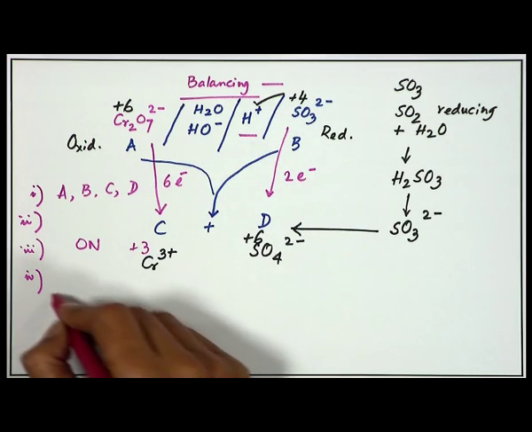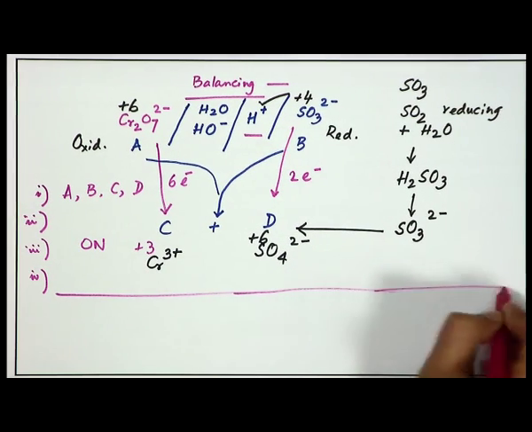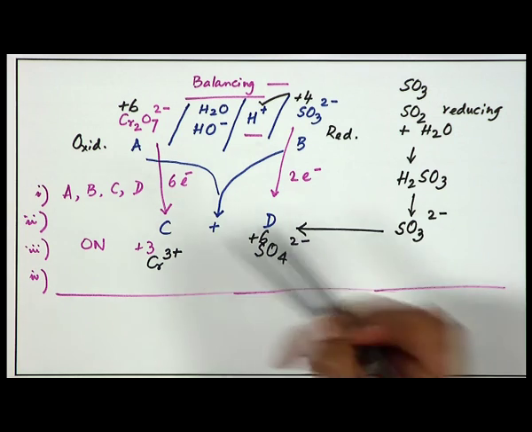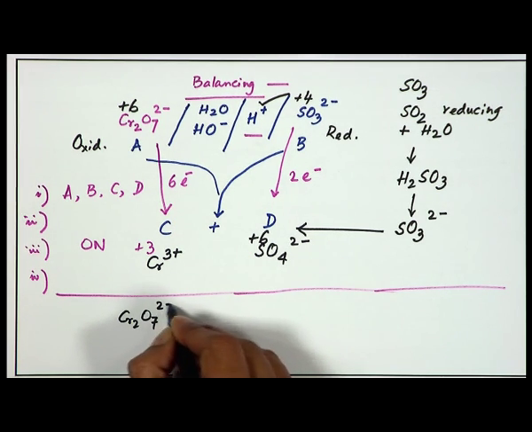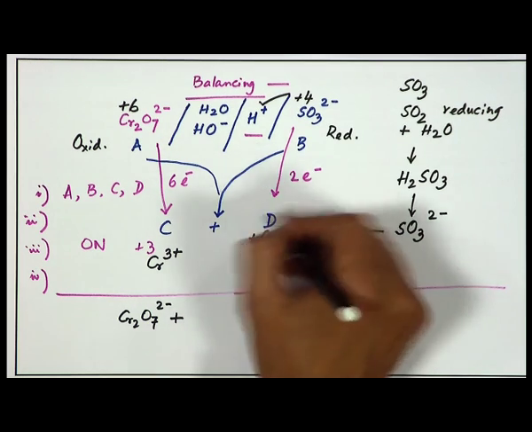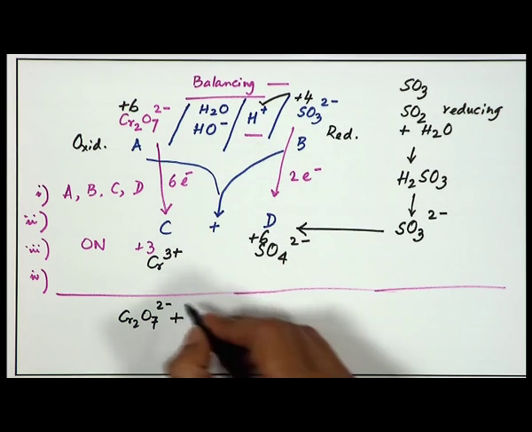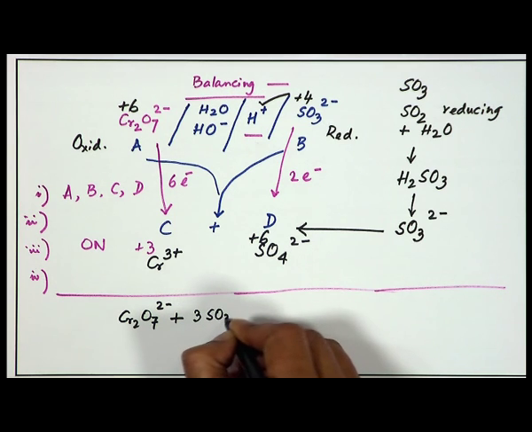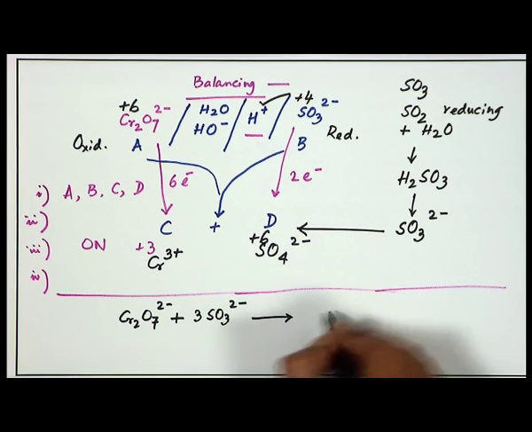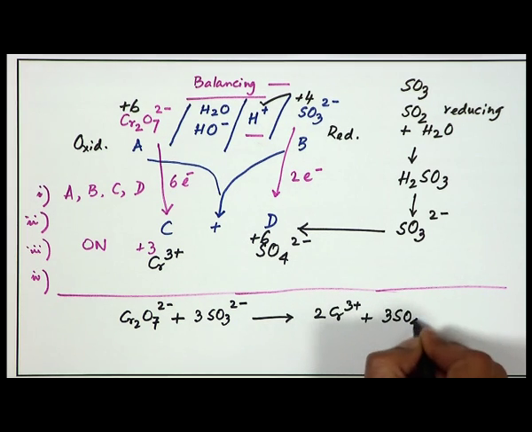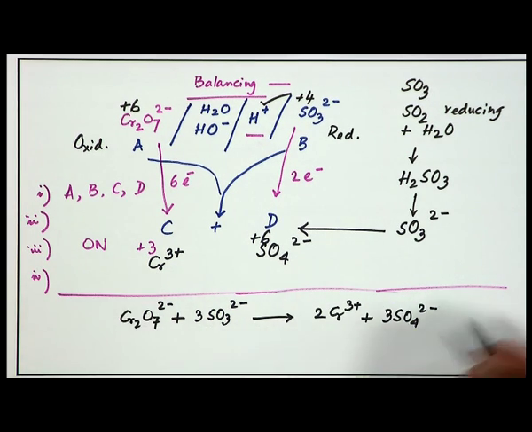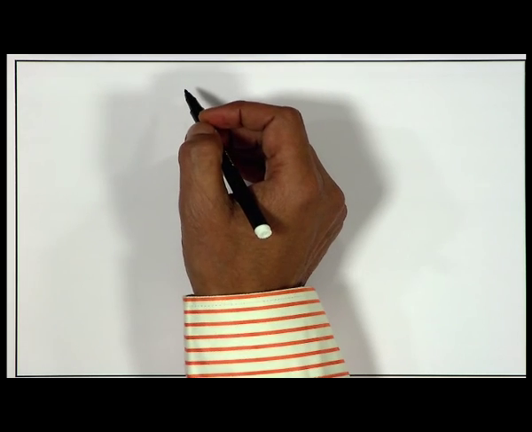So if we sum up this particular reaction, Cr2O7 2- will be there, and for balancing the total number of electrons it will be 3 into 2. So we have 3 SO3 2- forming 2 Cr3+ and 3 sulfate ions. That basically and critically matches the number of electrons transferred. More examples we can have, and we can have several others.